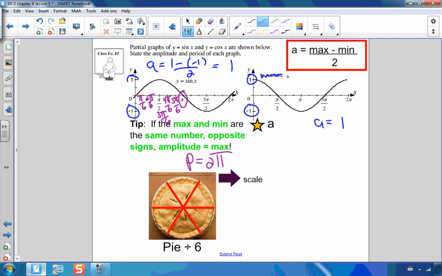Okay, for this next one here, I want to figure out the period. So I don't see a full hill and a valley, so I'm going to go from max point here at 0 to the other max point here at 2 pi. And again, the period is a horizontal distance between 0 and 2 pi. I get 2 pi.